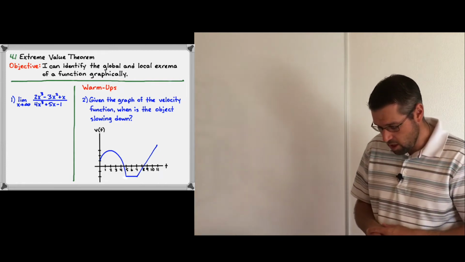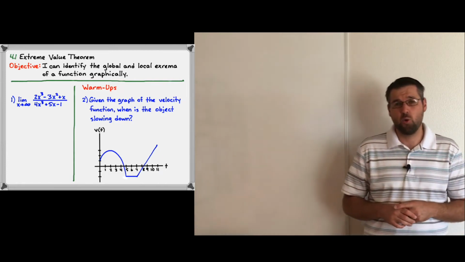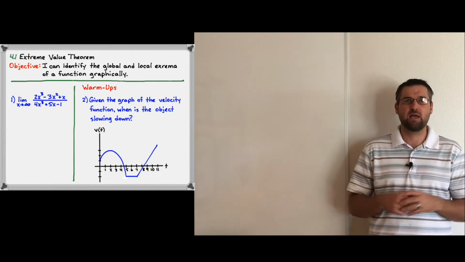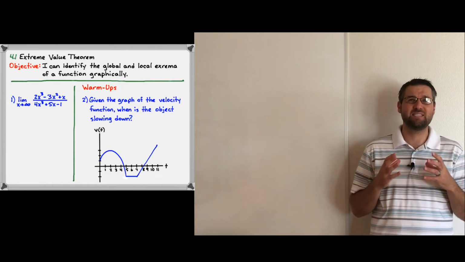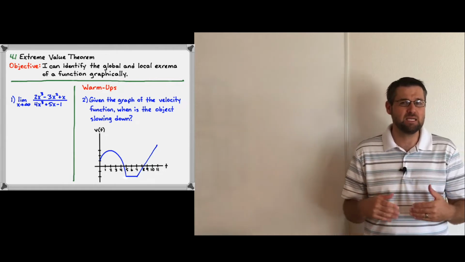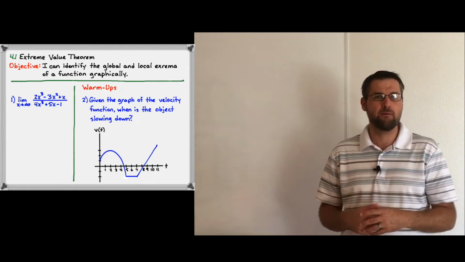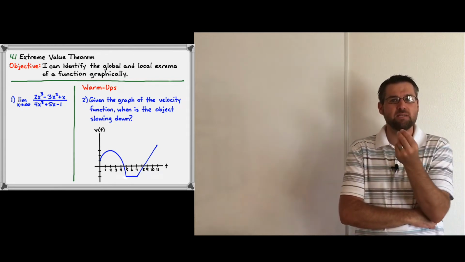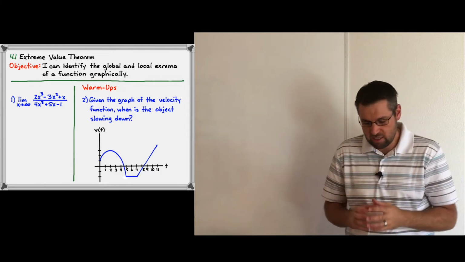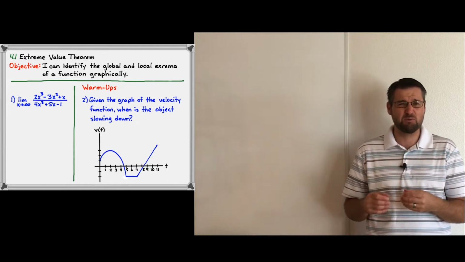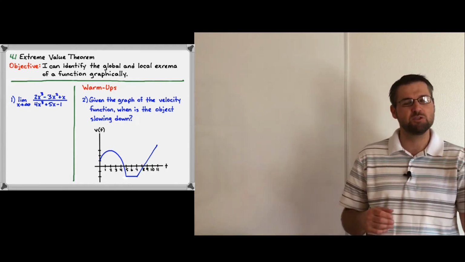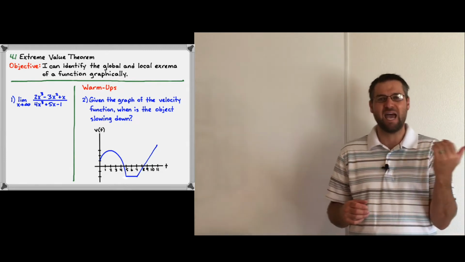So this question is asking, when is the object slowing down? Let's try and get a visual of what that looks like. An object is slowing down, that means its speed is decreasing. Well, that depends on what direction it's going. Now, in this case, we have a velocity graph, which implies that we have a particle or something in motion that's just moving back and forth along an axis.